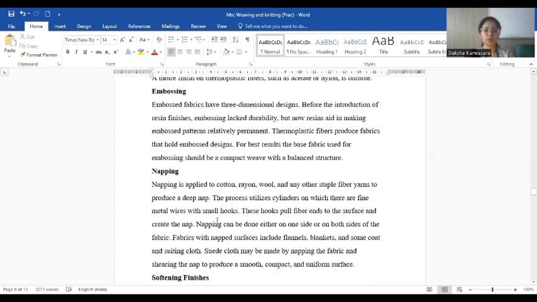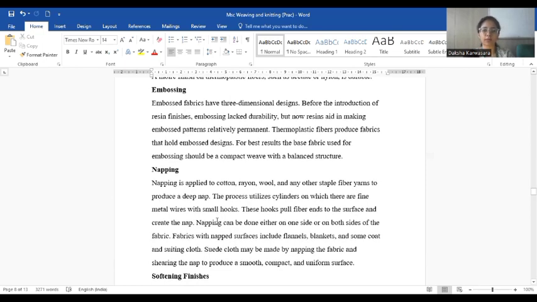Napping. Napping pulls the fiber ends to the surface of the fabric to produce a fuzzy surface. Napping is applied on cotton, rayon, wool, and any other staple fiber yarns to produce a deep nap. The process utilizes cylinders on which there are fine metal wires with small hooks.